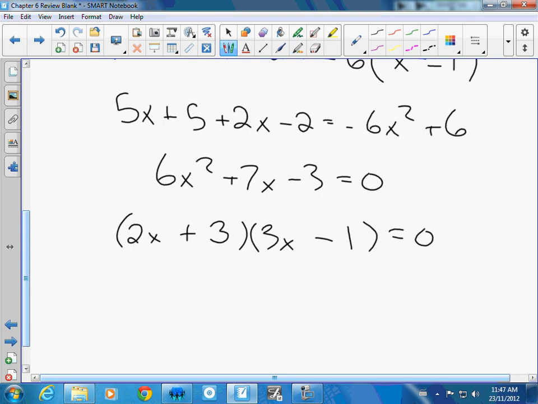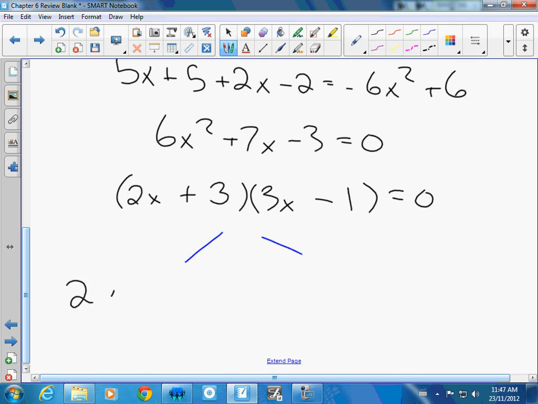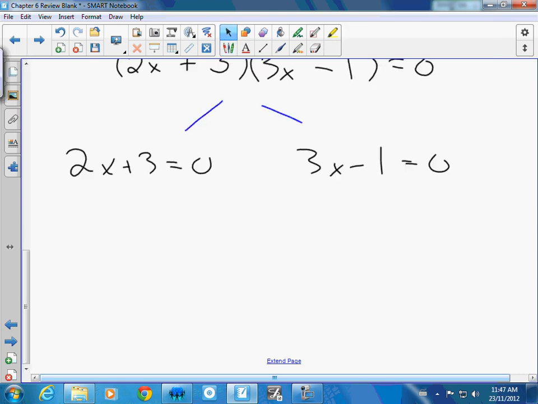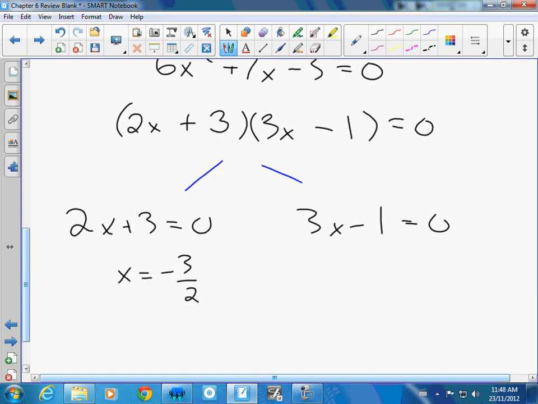You have to make each side equal to 0. You guys realize those are just zeros, x-intercepts, right? Didn't we do this all before? It hasn't changed any of this stuff. It's just how we apply it, right? So 2x plus 3 equals 0, and 3x minus 1 equals 0. It's all the same stuff we've been working on for the last 2 months. What does x equal? x equals negative 3 over 2, is that right? And x equals 1 over 3.